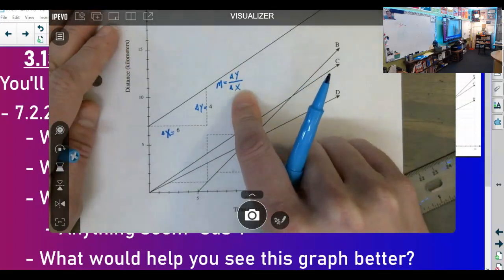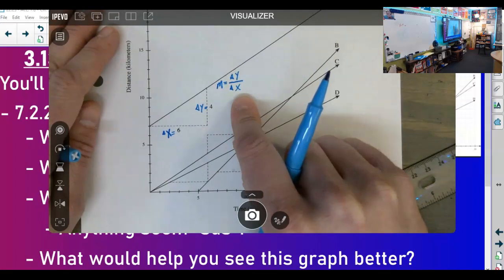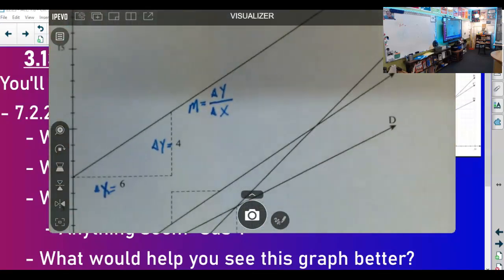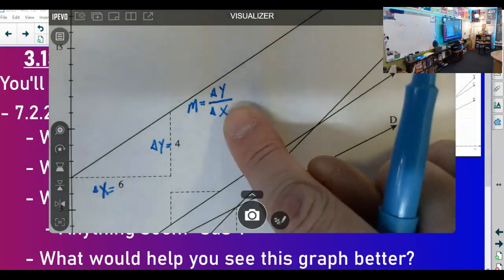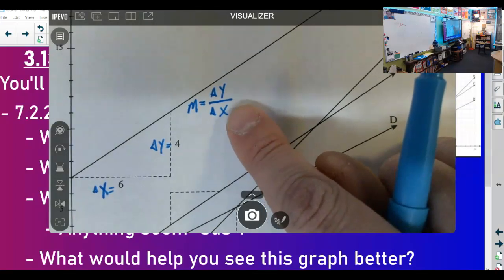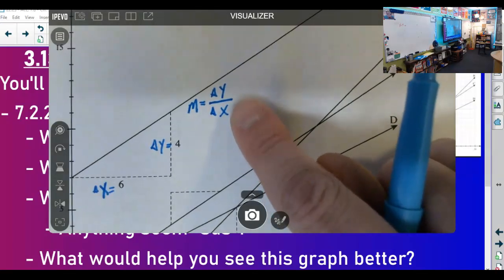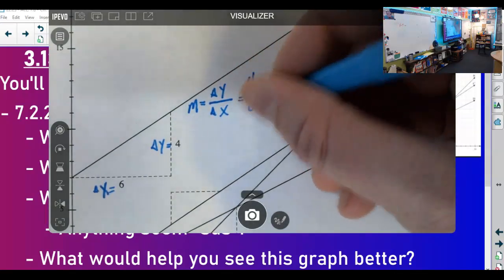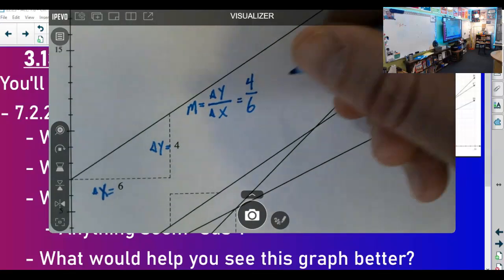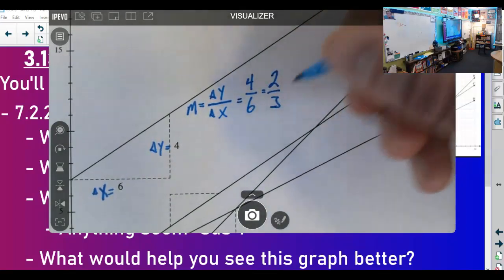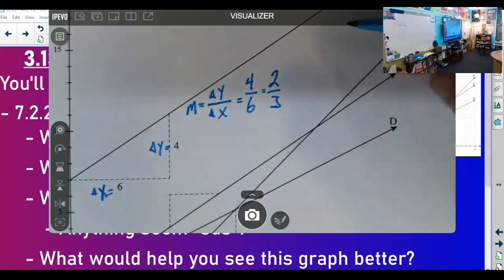Slope. The reminder that we need: a lot of us try to do this upside down. It's y over x. This messes with people because normally it's x then y, like alphabetical order, but for slope, it's y over x. So here it'd be 4 over 6, or that could reduce to 2 over 3. So here our slope for rider A is 2/3.